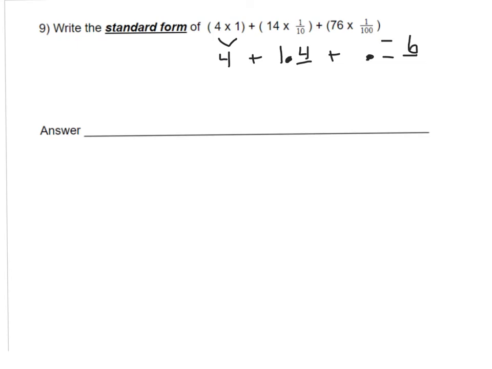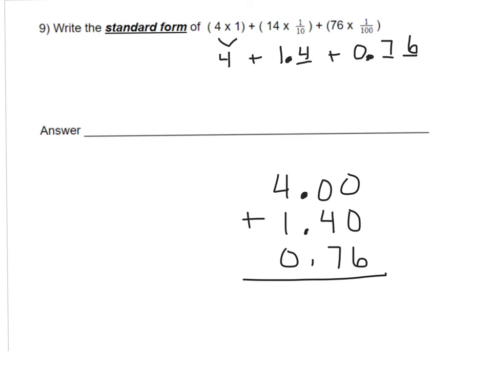So 76 hundredths look like this. So I can also add a 0 in front of it too. So now I have 4 plus 1 and 4 tenths plus 76 hundredths. So that's not my answer though. I have to actually add those up. So let's do that down here. So I'm going to say 4, and I'll add some decimals in, 4.00 plus 1 and 4 tenths plus 76 hundredths, 0.76. All right, now let's add those up to see if we can get the correct answer.